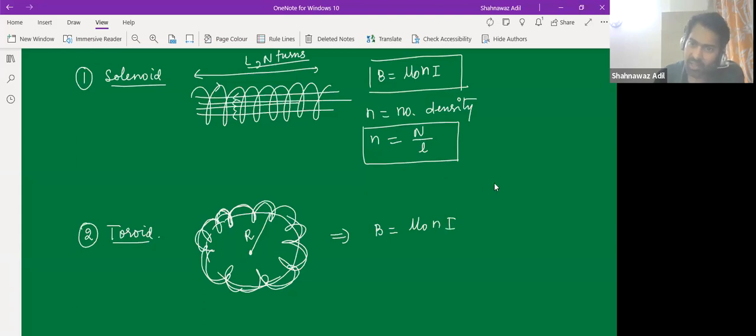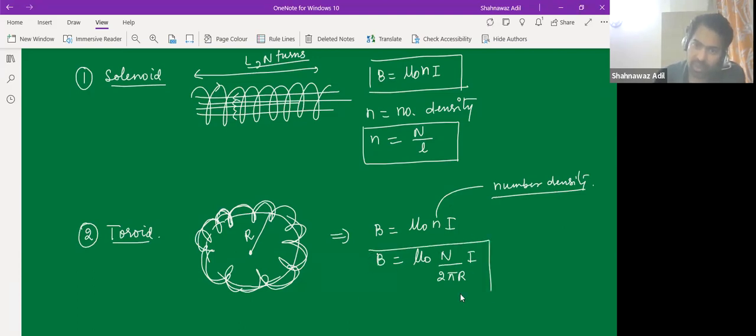Again, this is a number density. But now the number density would be how much? This length is how much? So this would be N by 2 pi r. This length is 2 pi r. So this would be the magnetic field due to the toroid.